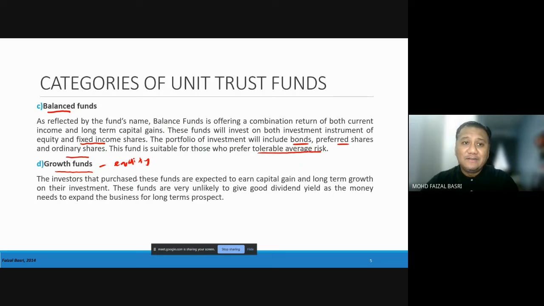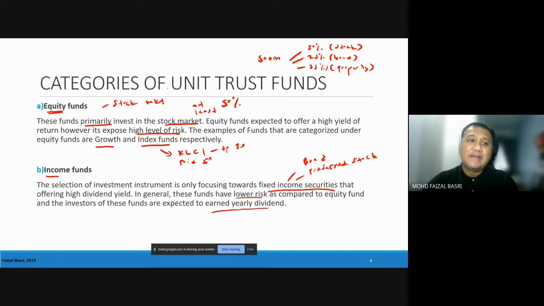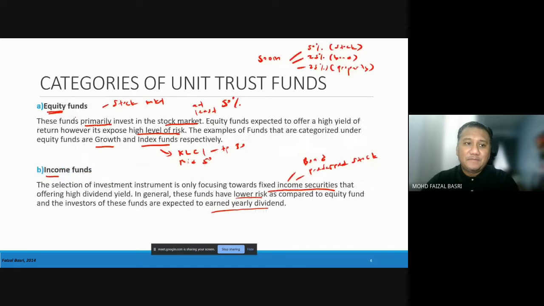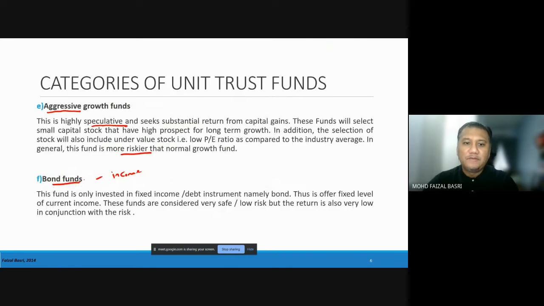So in general, we can split into 3: equity, income and balanced. Subcategories for equity, we have growth, aggressive growth, and index. For income, we have bond funds for example. Okay. So, those are the categories of unit trust available.